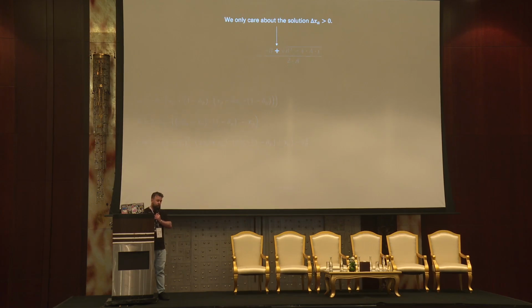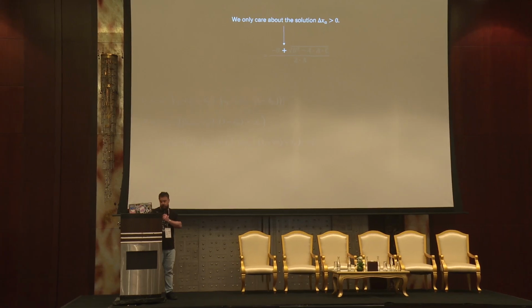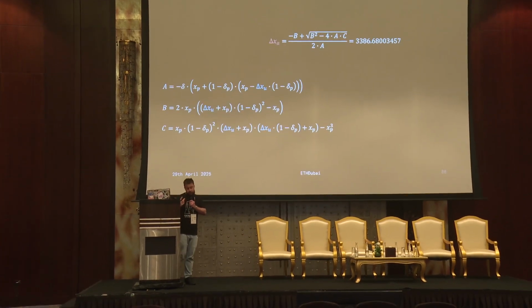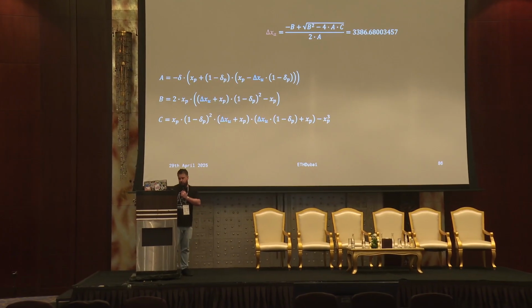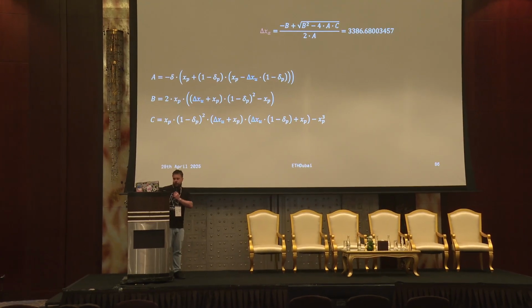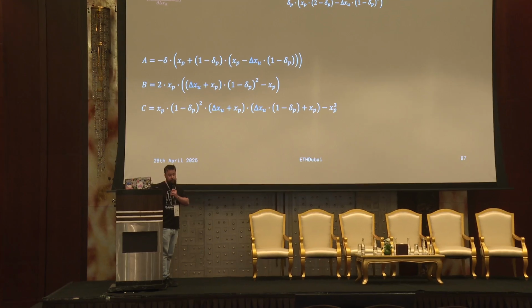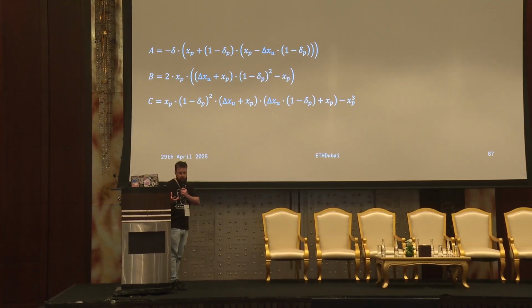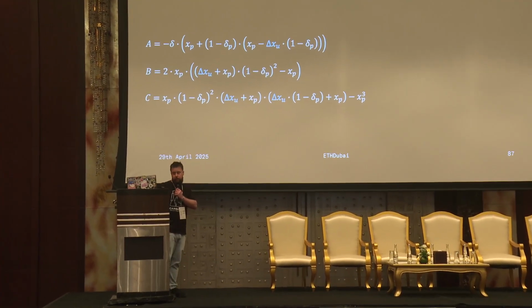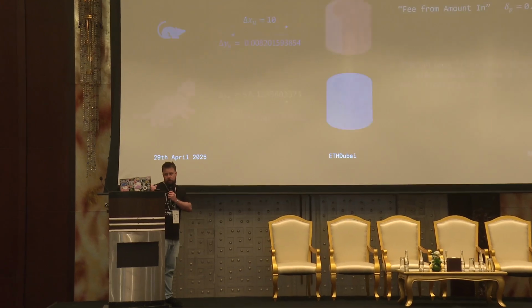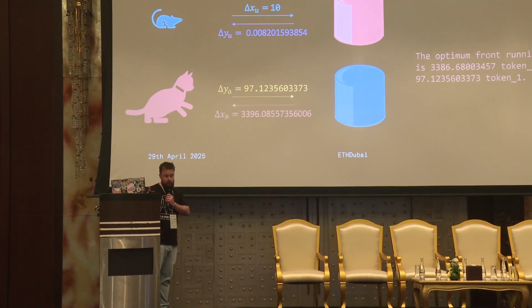Okay, and we only care, I should note, about the cases where the delta XA is greater than 0. Otherwise, the attacker is effectively donating money to the pool. Okay, and so that gives us an amount, 3,386, which is, I claim, the optimum front-running amount. This is the maximum extractable value amount. So let's go over what that example would then look like.